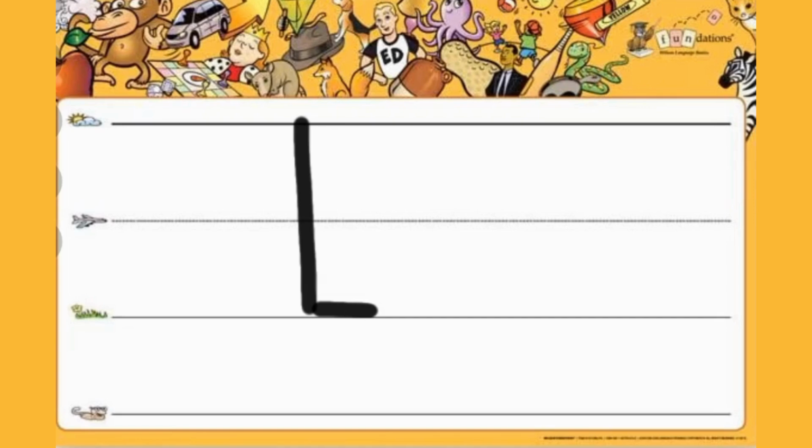For lowercase l, l is a skyline letter. It starts on the skyline. Point to the skyline, go down to the grass line and stop.